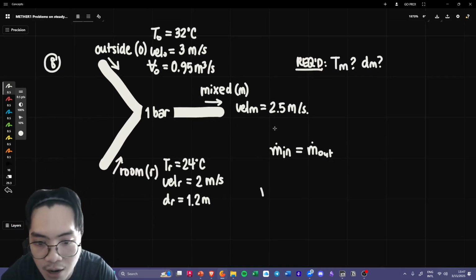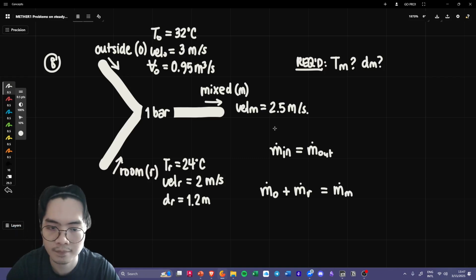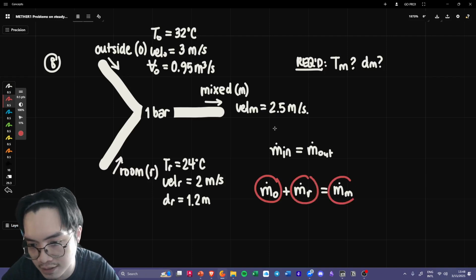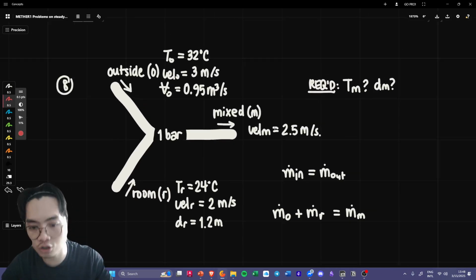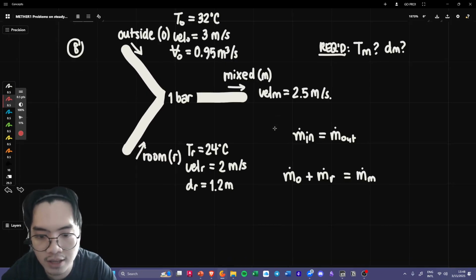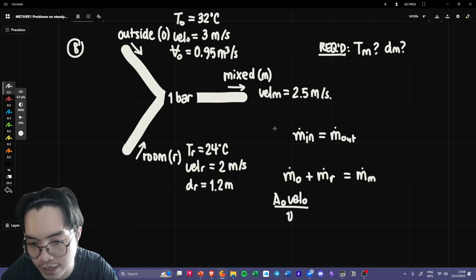What comes in is outside air plus room air, so it becomes mixed air. Right? There you go. And now we don't even know the values of these things yet. So what are we going to do? Might as well just try and track and see if we can get everything. This is going to be AO vel O over VO.